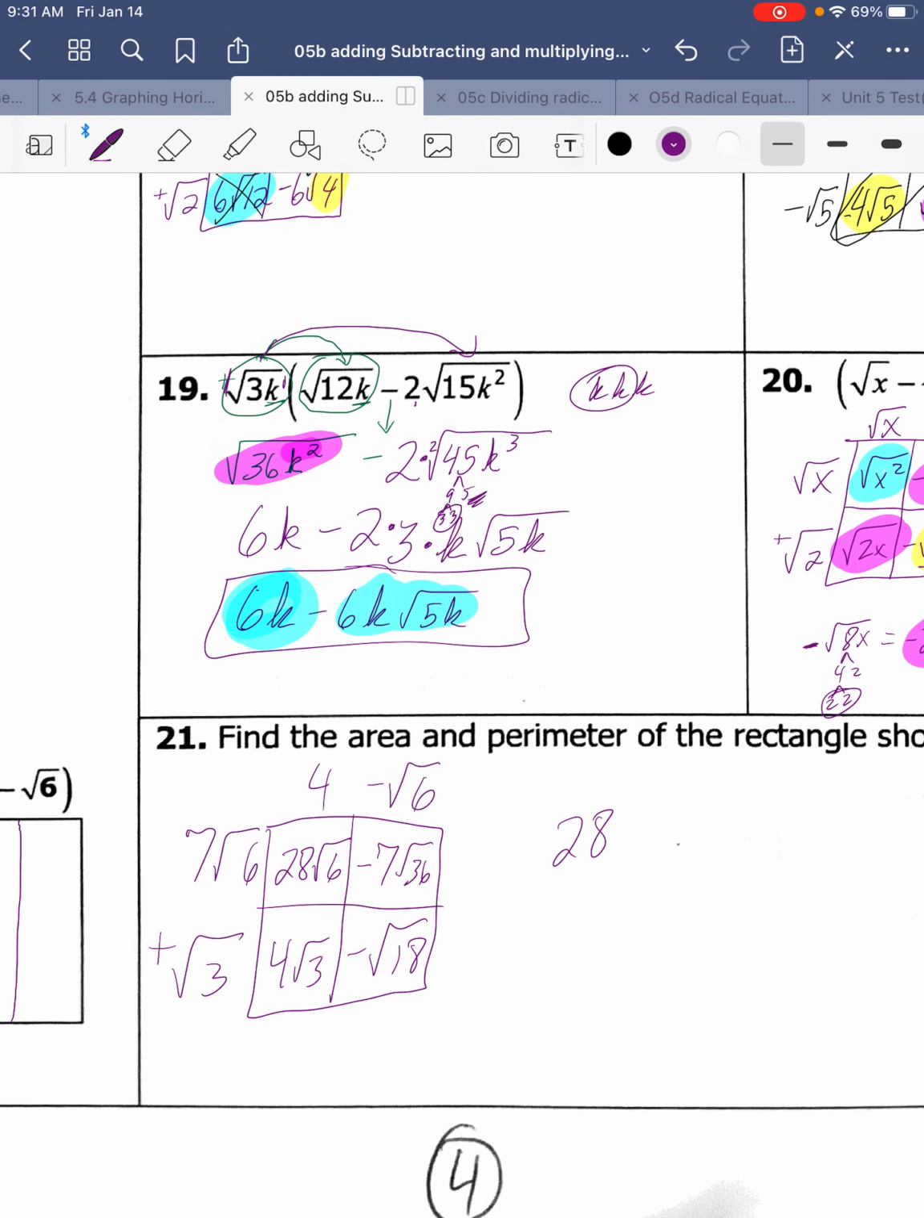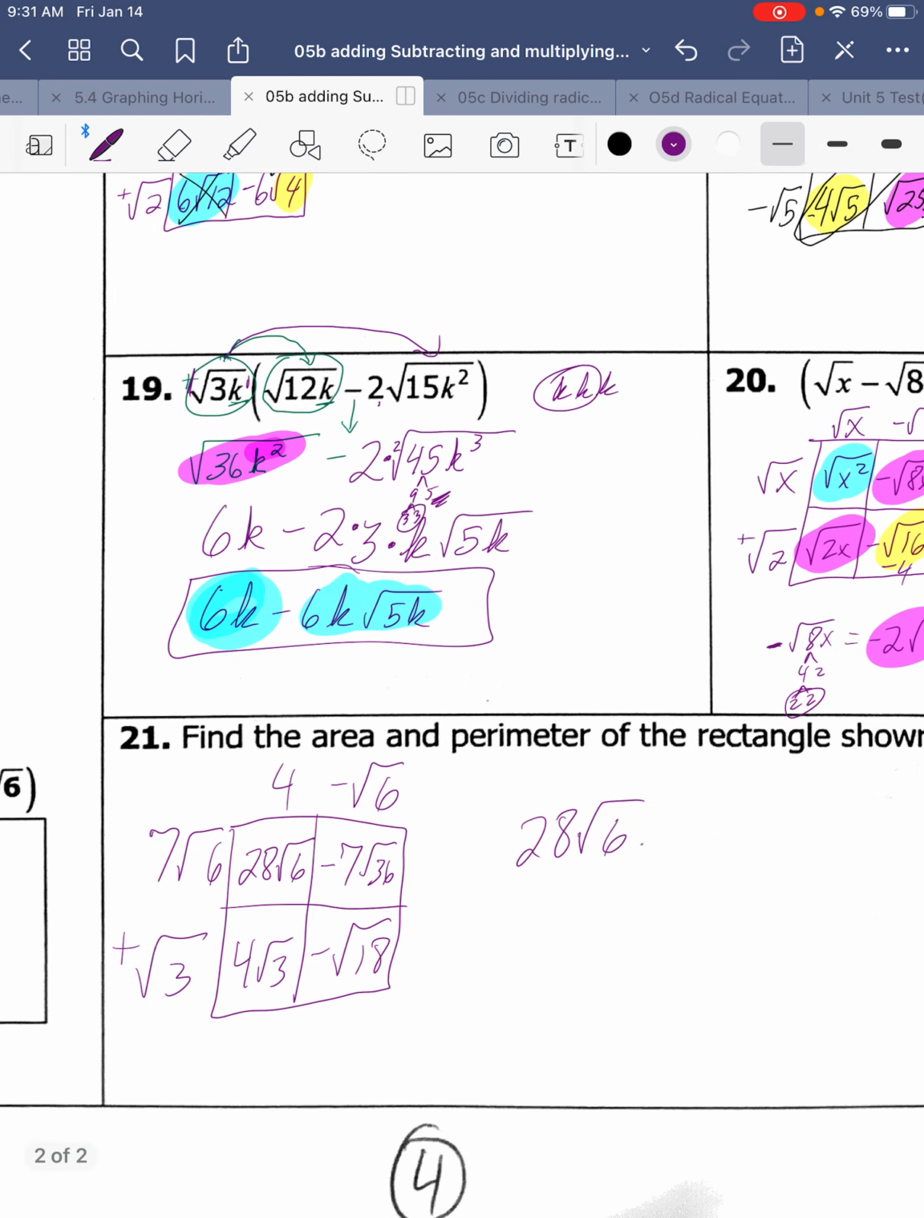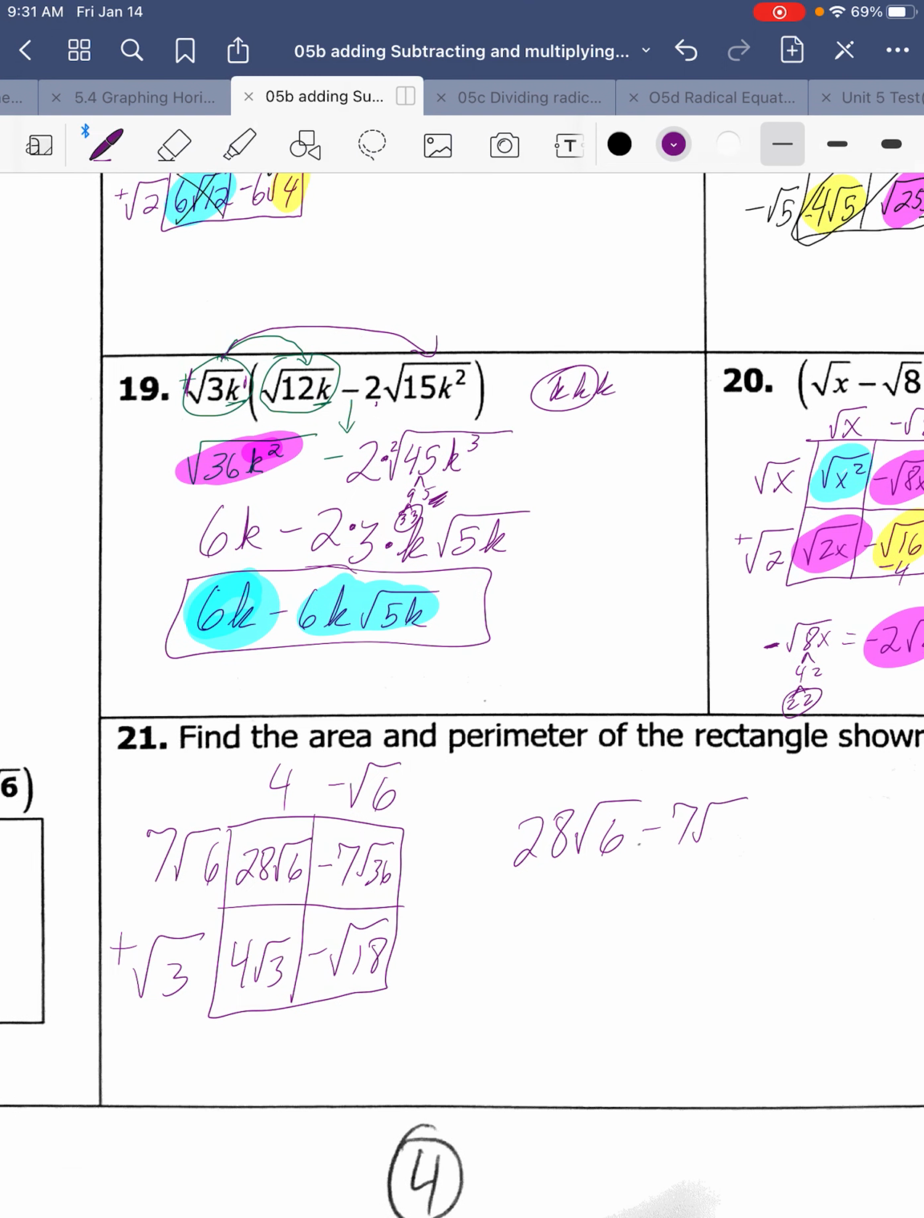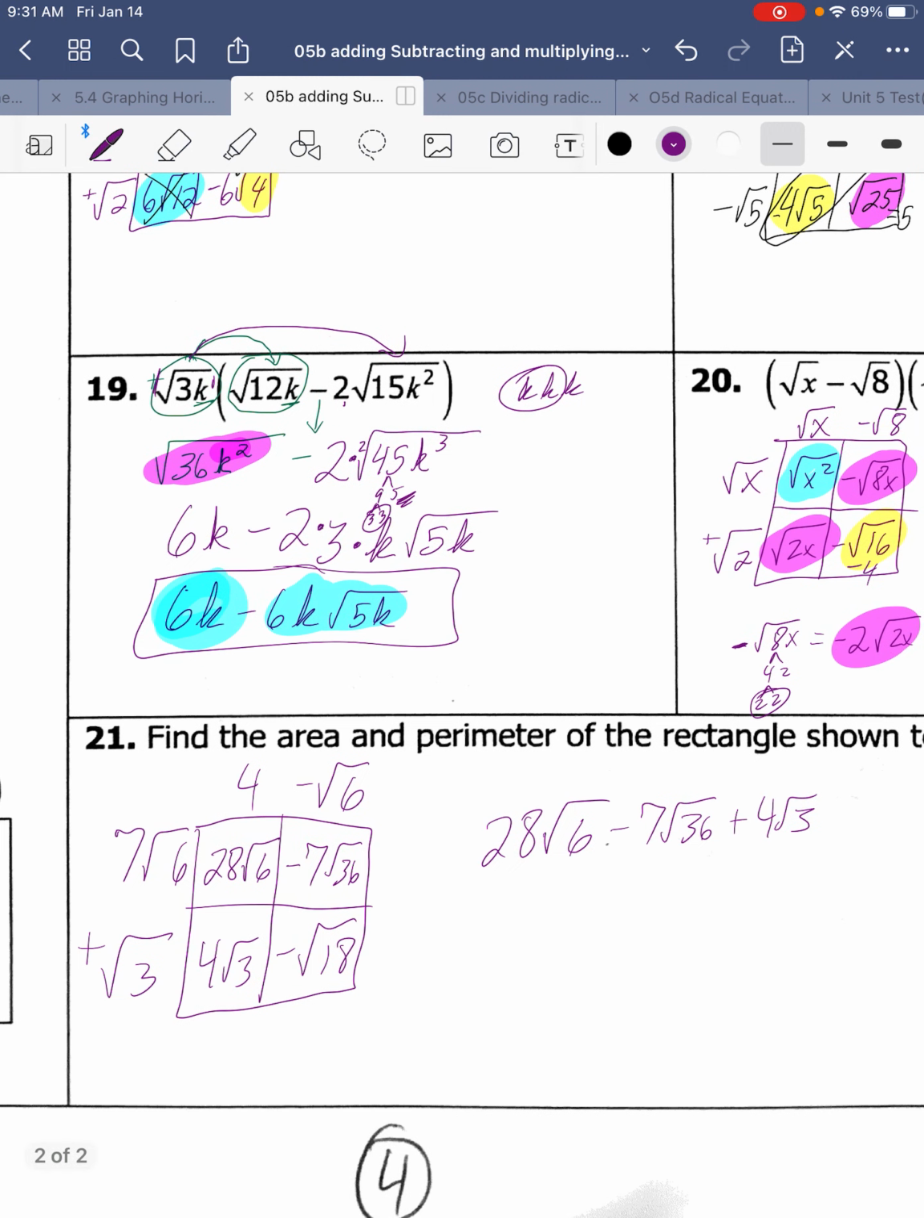Let's look at what we can simplify. I'm just going to rewrite them all out. We have 28 square root of 6, minus 7 square root of 36, plus 4 square root of 3, minus square root of 18. Can we simplify the square root of 6? No, that's 3 and 2. Can we simplify the square root of 36? Yes. So we have 28 square root of 6 minus 7, and the square root of 36 is 6. 7 times 6 is 42.